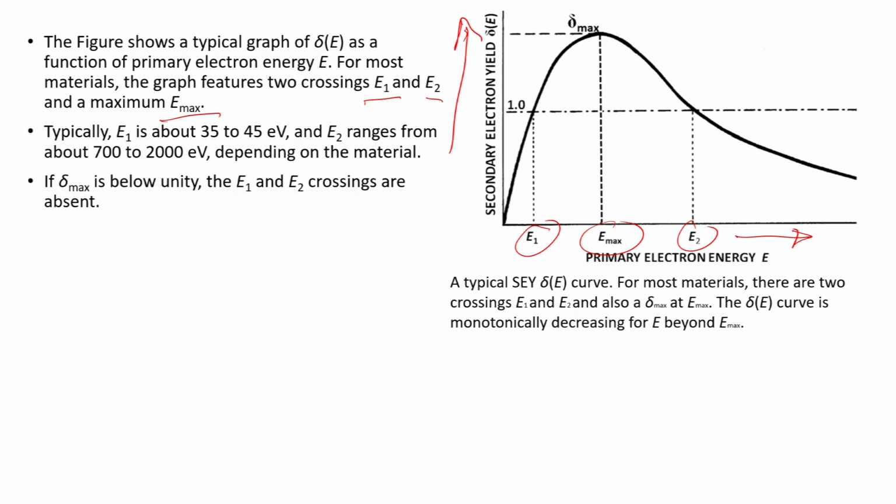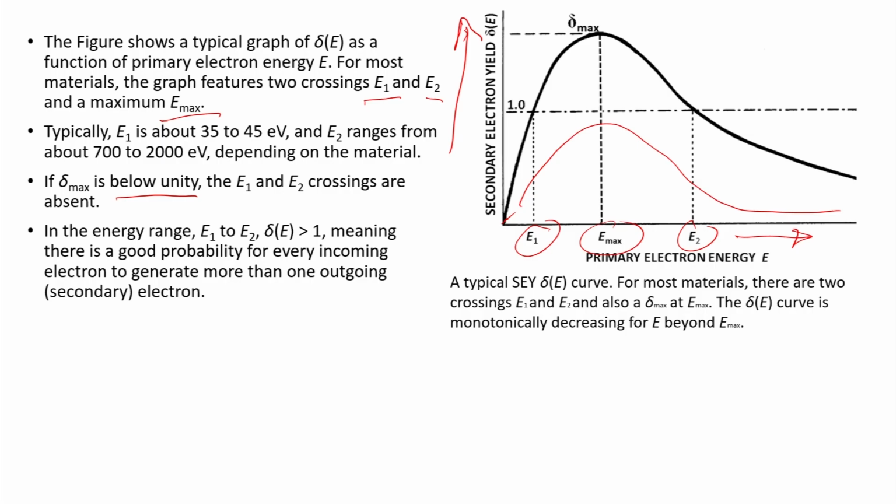If this delta max is below unity, suppose the curve comes somewhere here, then there will not be E1 and E2, because E1 and E2 are those points where this yield curve crosses the line where delta is equal to 1. So if delta max is below 1, that question does not arise, and there is no E1 and E2.